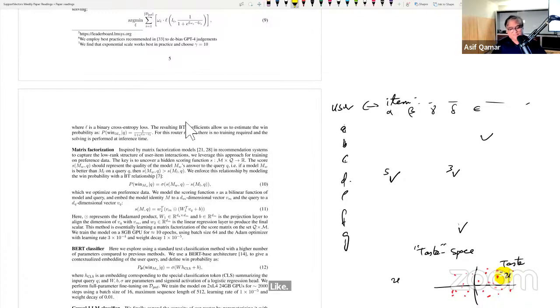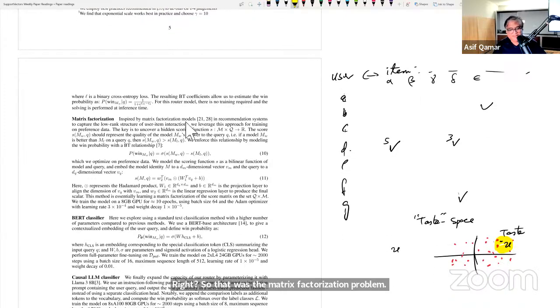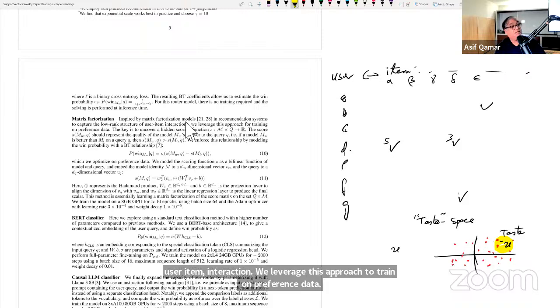So they take this problem and convert it into a matrix factorization problem, or a recommendation systems problem. How do they do that? That's what they say: inspired by matrix factorization models in recommender systems to capture the low rank structure. Low rank structure is just low dimensional space, taste space, of user item interaction. We leverage this approach to train on preference data. The key is to uncover a hidden scoring function, S.